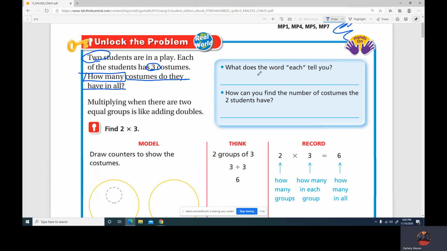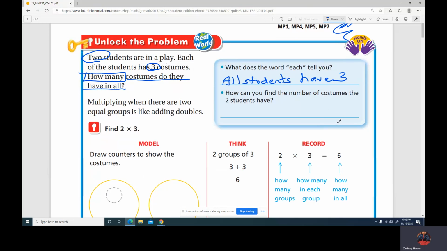So, what does the word each tell you? Each of the students has 3 costumes. Each tells us that all students have 3. I'm sorry if this is a little bit sloppy. It's not the same one I've still been using.